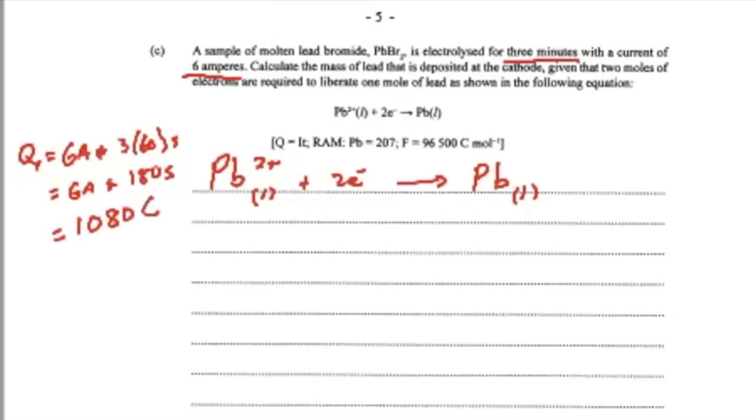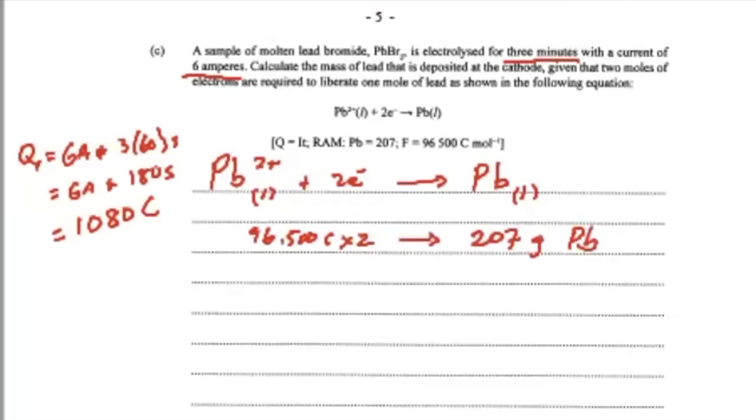All right, so we're going to go ahead and use the equation that we have here. This is saying that 2 moles of electrons, which is the same as 96,500 coulombs times 2, because it's 2 moles of electrons, produces 1 mole of lead. 1 mole of lead has a mass of 207 grams. So that's the amount of lead that is produced.